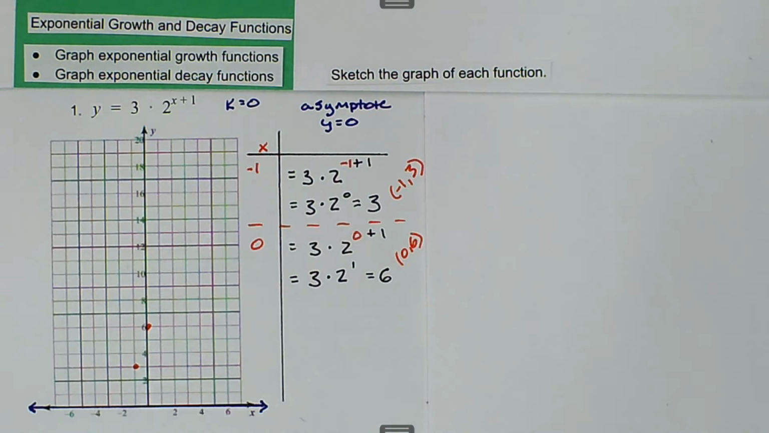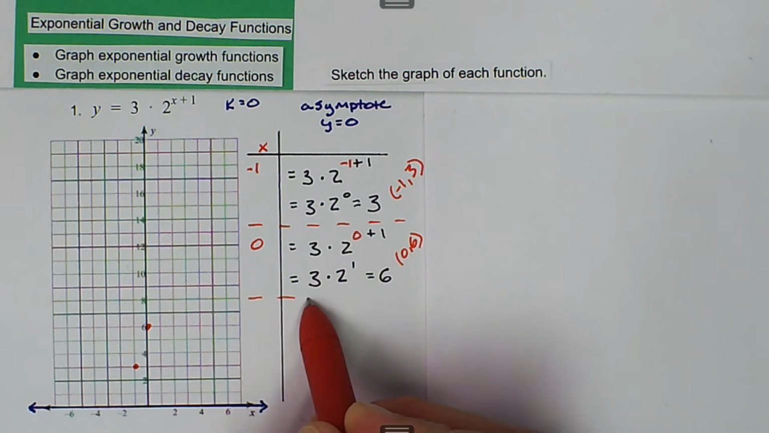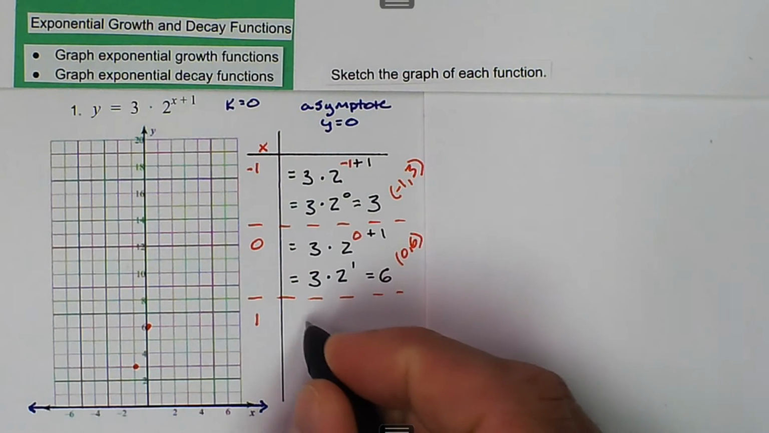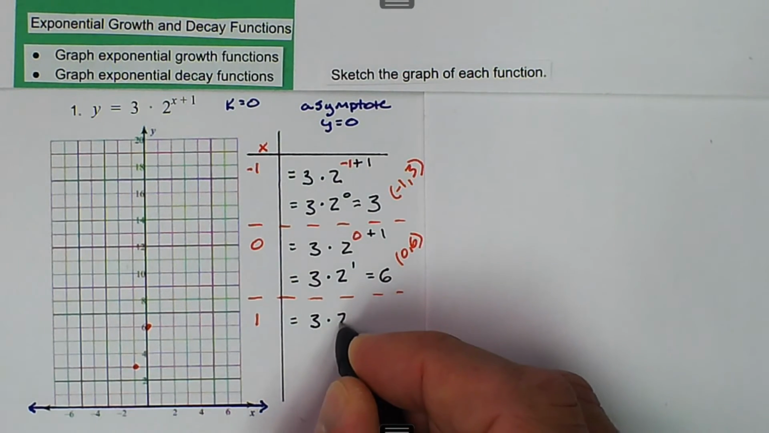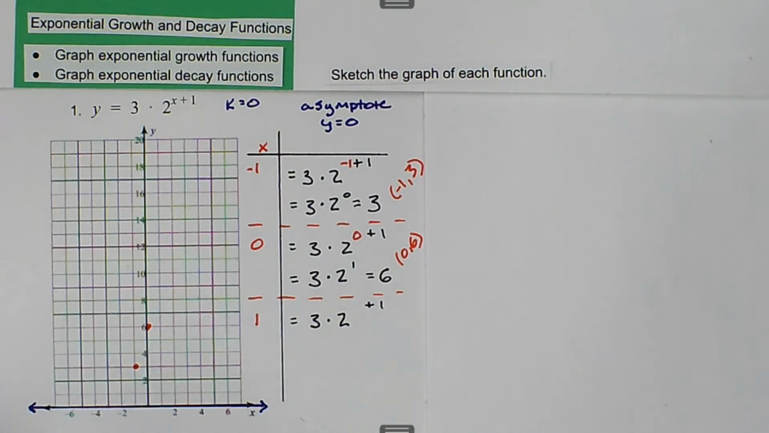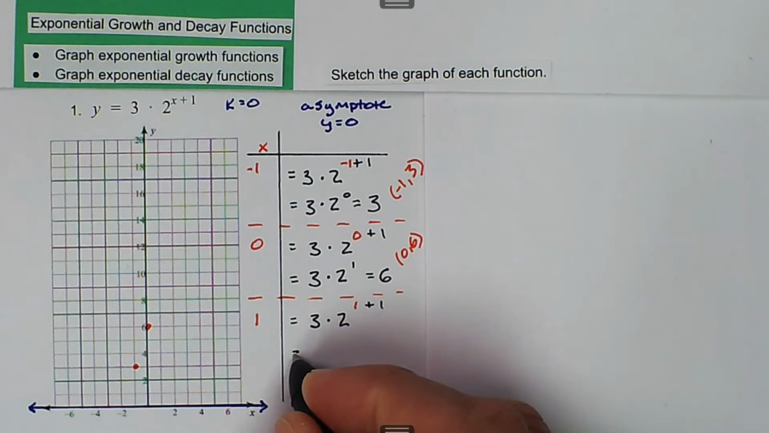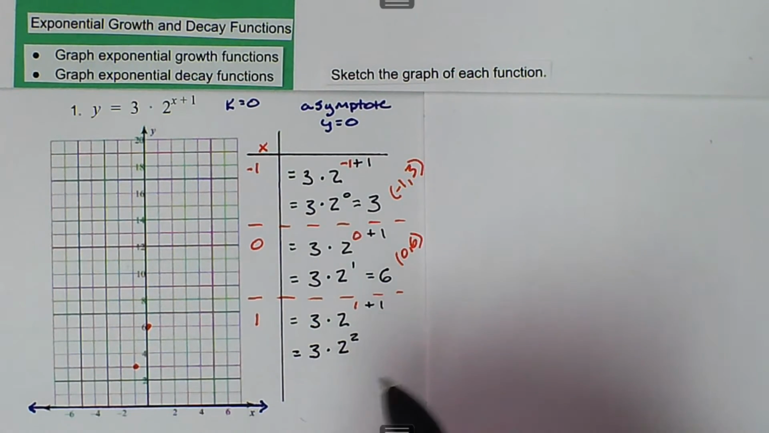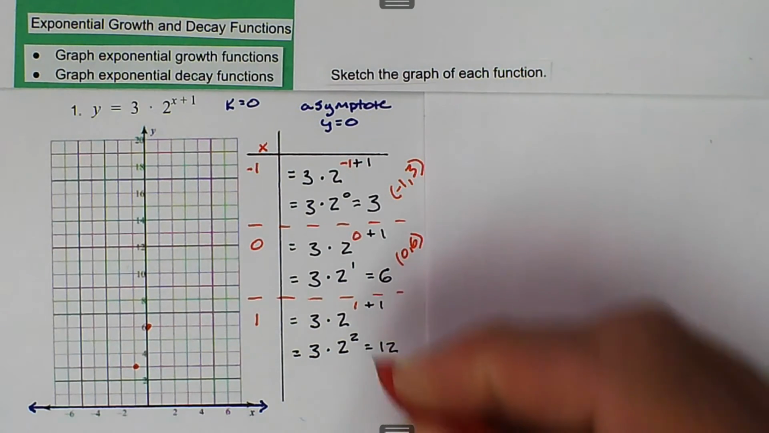We're starting to see what our graph looks like. Let's pick one more point. And we're going to pick the point 1. So 3 times 2 raised to the 1 plus 1. And we're going to substitute that in for x. And so we get 3 times 2 squared. 2 squared is 4 times 3, which is going to be equal to 12. So we get the ordered pair 1, 12.